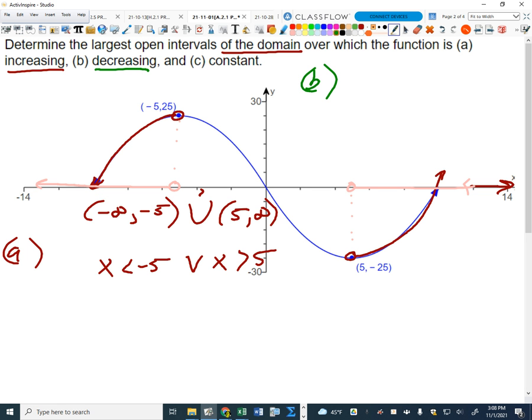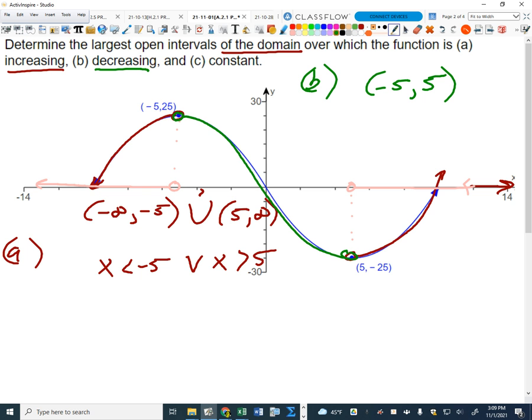The most common mistake, and I guarantee almost everybody's going to make this mistake at least once, because you're focusing on other things. When you say increasing or decreasing, you're thinking vertically, aren't you? So what you're going to tend to do is look at this and say, okay, y values, vertical values, and you're going to say 25 to negative 25. But we're looking for the x values where this is happening. So it's going to be on the interval from negative 5 to 5.